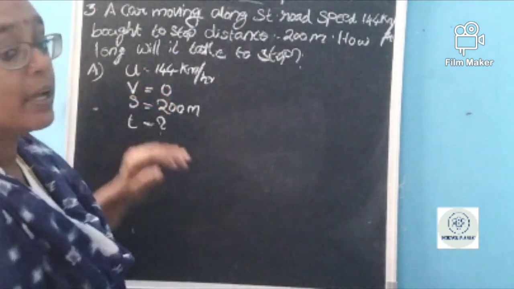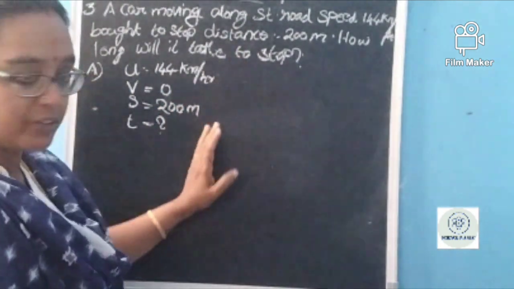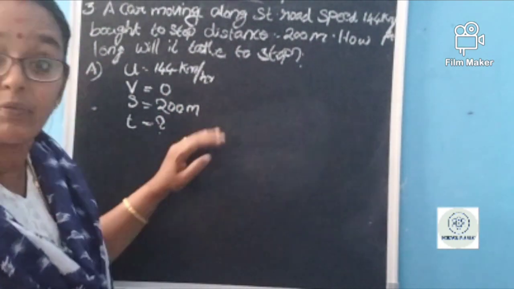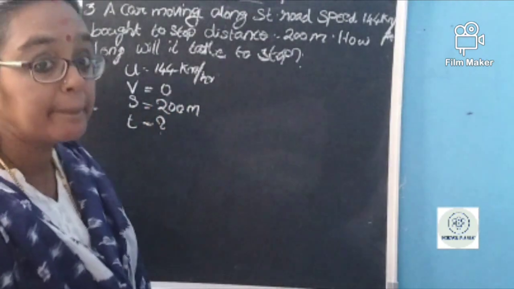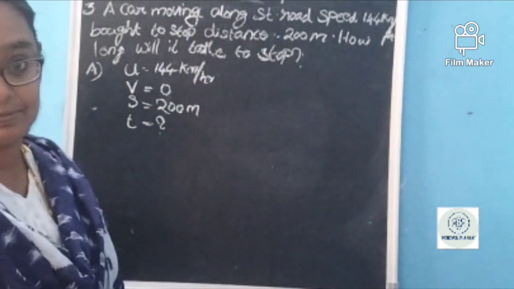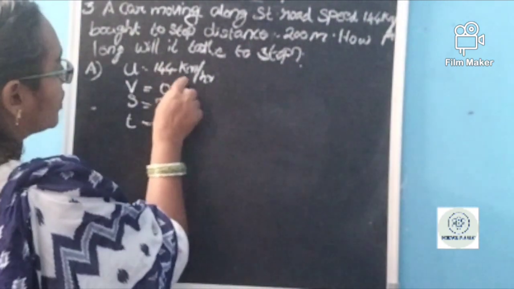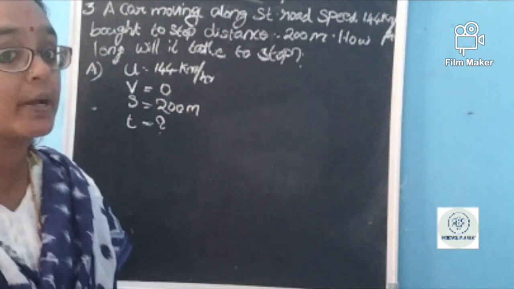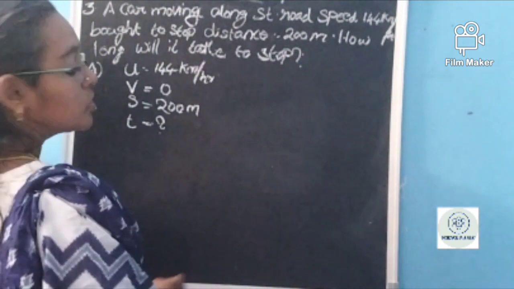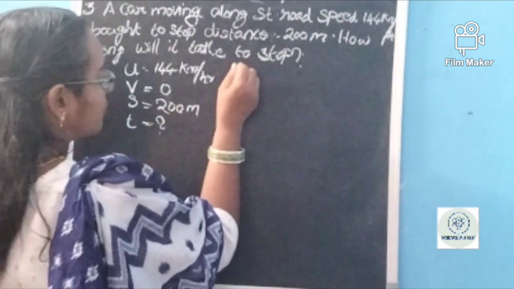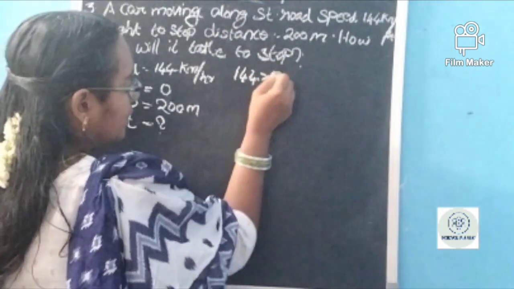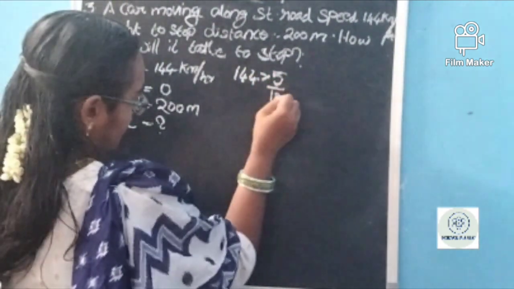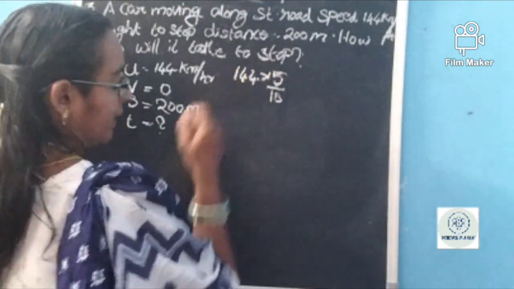See, Kanna, we have written everything. The physical quantities has to be written is the first step. Second step is we have to convert into MKS unit. 144 km per hour has to be converted into meter per second. So how can it be done? 144 into 5 divided by 18. Okay, into 5 by 18.